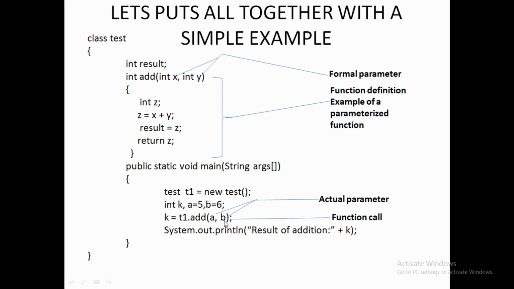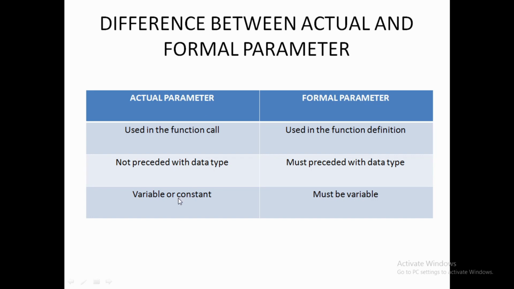the actual parameters can be variables, or we can write the values of these variables directly here. That means in place of a and b we can write 5 and 6, but the formal parameters must always be variables. So that is our third point. Actual parameters can be variable or constant, but formal parameter must be always variables.